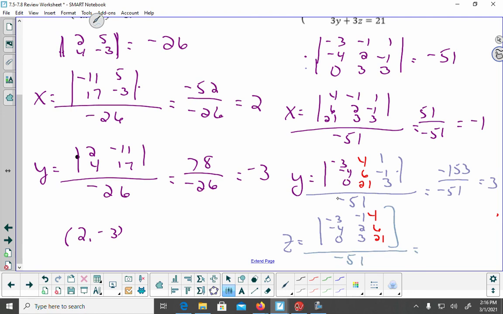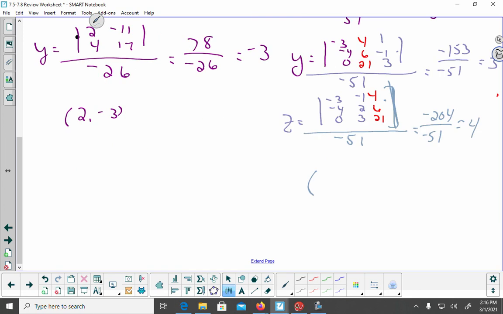And when I do the determinant of this matrix C, and that should just be a straight line, I get negative 204 divided by negative 51, and my answer is a positive 4. So that ordered triplet will be negative 1, 3, and 4.